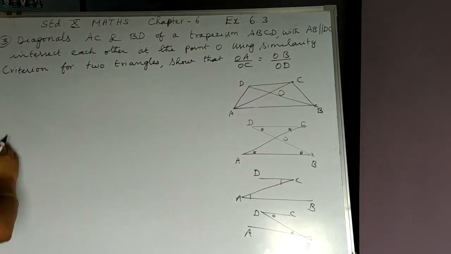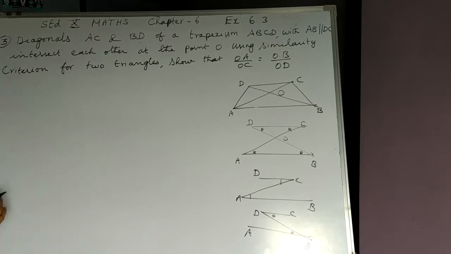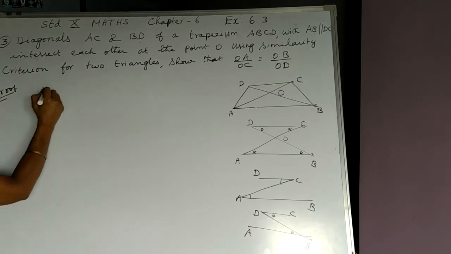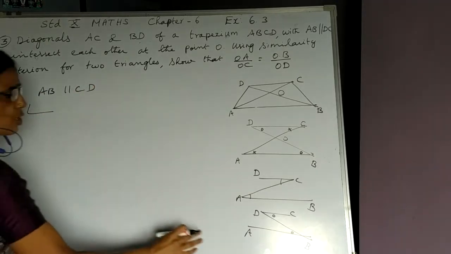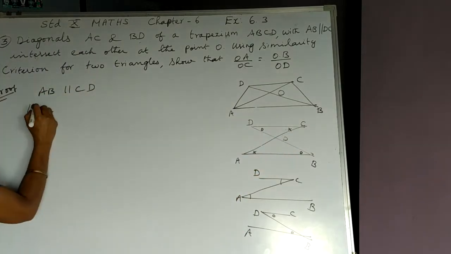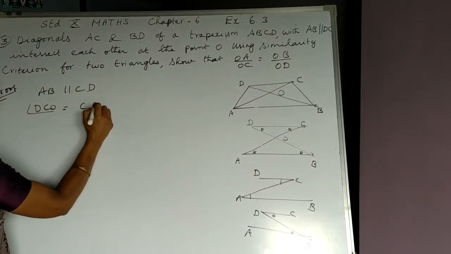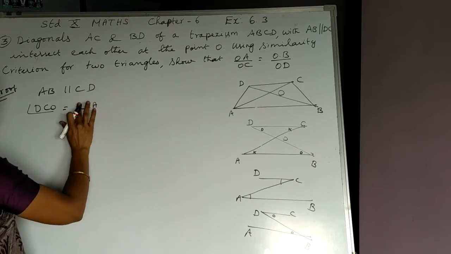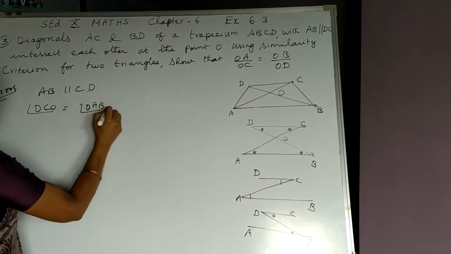So remember children, in all these questions, given and to prove should be written, that you can write by yourself. So I start with the proof part. The figure is drawn already. Given AB is parallel to CD. Therefore, which are the alternate angles we are getting? These 2 angles. What is the name of this angle? Angle DCO is equal to angle CAB. Or we can write OAB also. C and O lie on the same straight line. Directly I can write OAB.